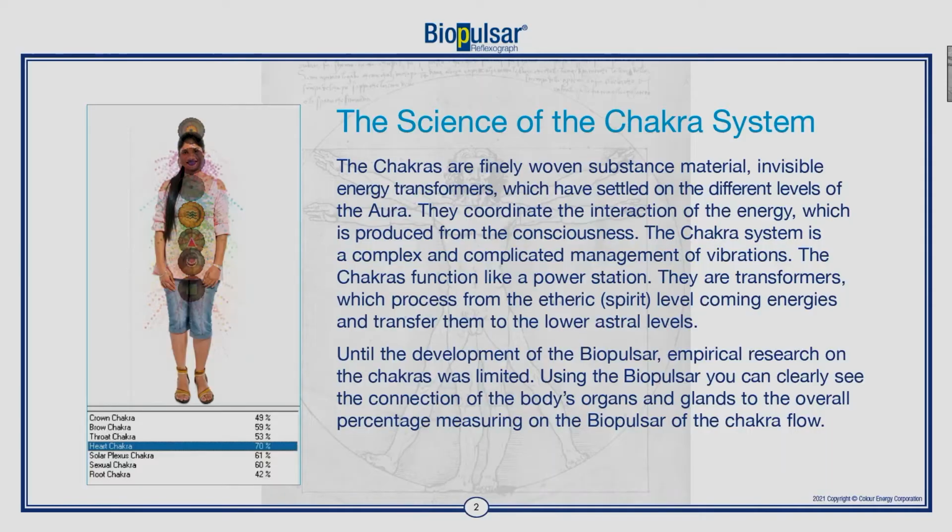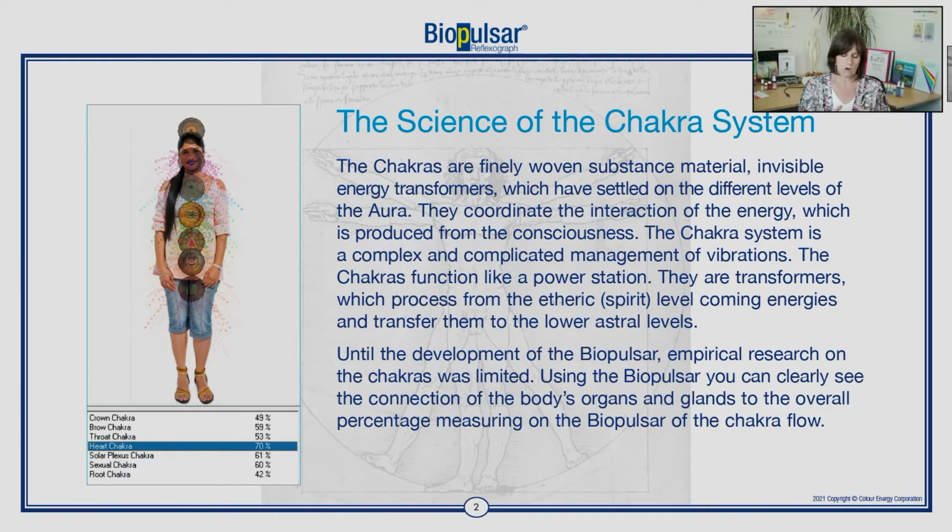Okay, next slide. So we're going to talk just briefly about the science of the chakra system. Now, the chakras are highly woven substance material, invisible. They're literally invisible energy transformers that settle on the different levels of our aura. What that means is each chakra spins at its own frequency, drawing in information as well as emitting information. And it's this information that we see when we're analyzing the chakra.